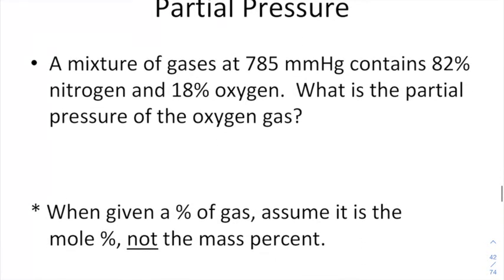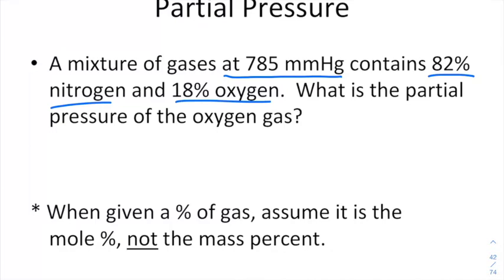All right, so next a little more about partial pressure. So here we have a mixture of gases, and they are at 785 millimeters of mercury. What we know is they contain 82% nitrogen and 18% oxygen. We want to know what the partial pressure of oxygen gas is.